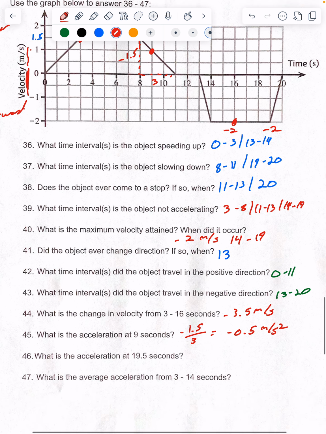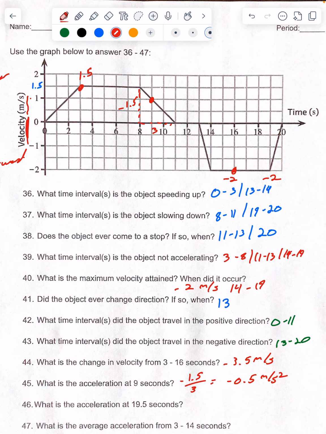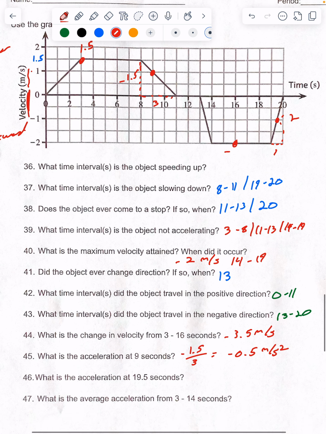Number 46, what is the acceleration at 19.5 seconds? At 19.5 seconds, we're right here. You could do y2 minus y1, or just do rise over run with your little triangle. You went over 1, and you went up 2. Be careful of your segments here. If you just go off by squares and say, I went up 4 squares, so 4 divided by 1 is 4, no, each square is 0.5. You have to pay attention to the increments on the graph. So 2 divided by 1 is 2 meters per second squared.